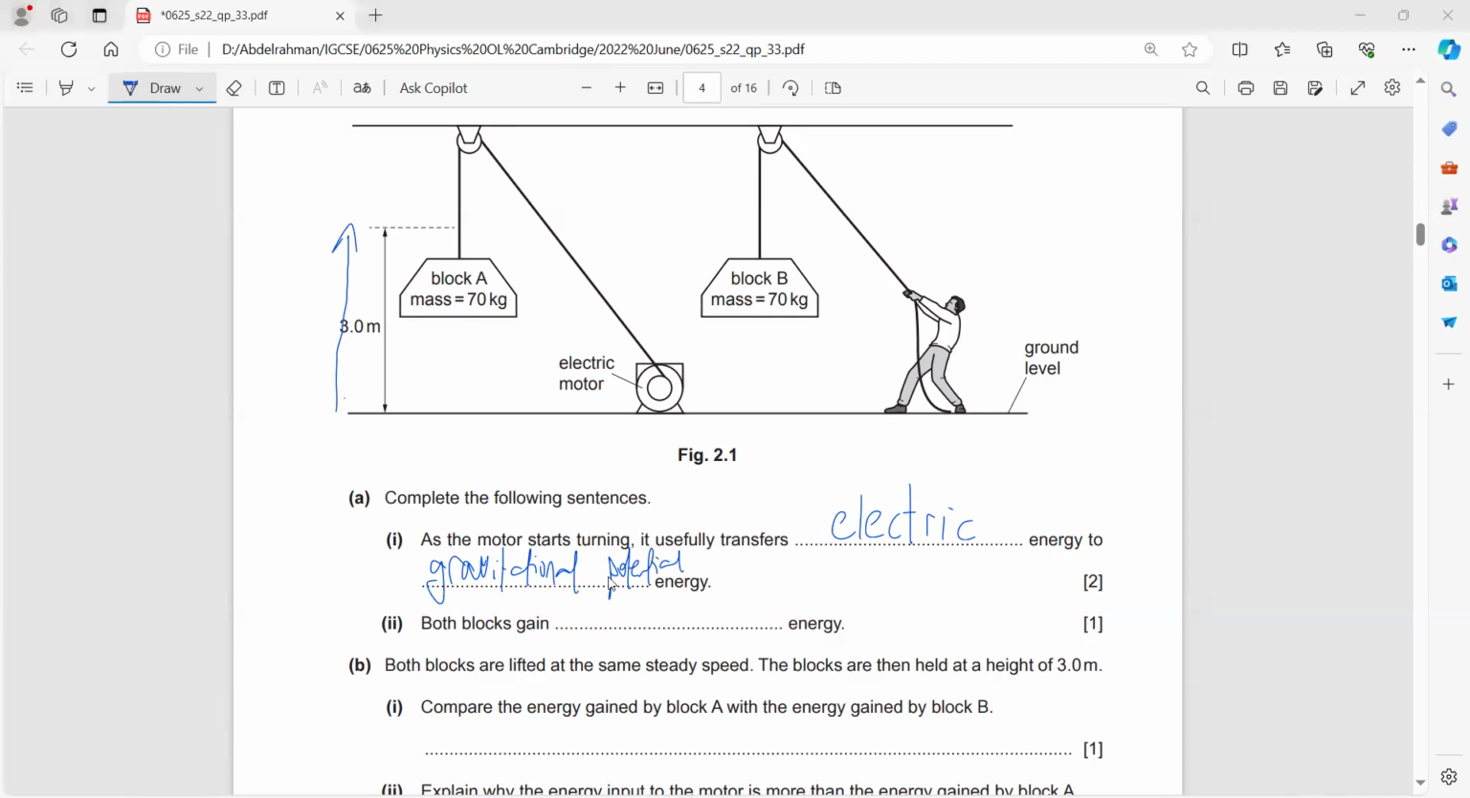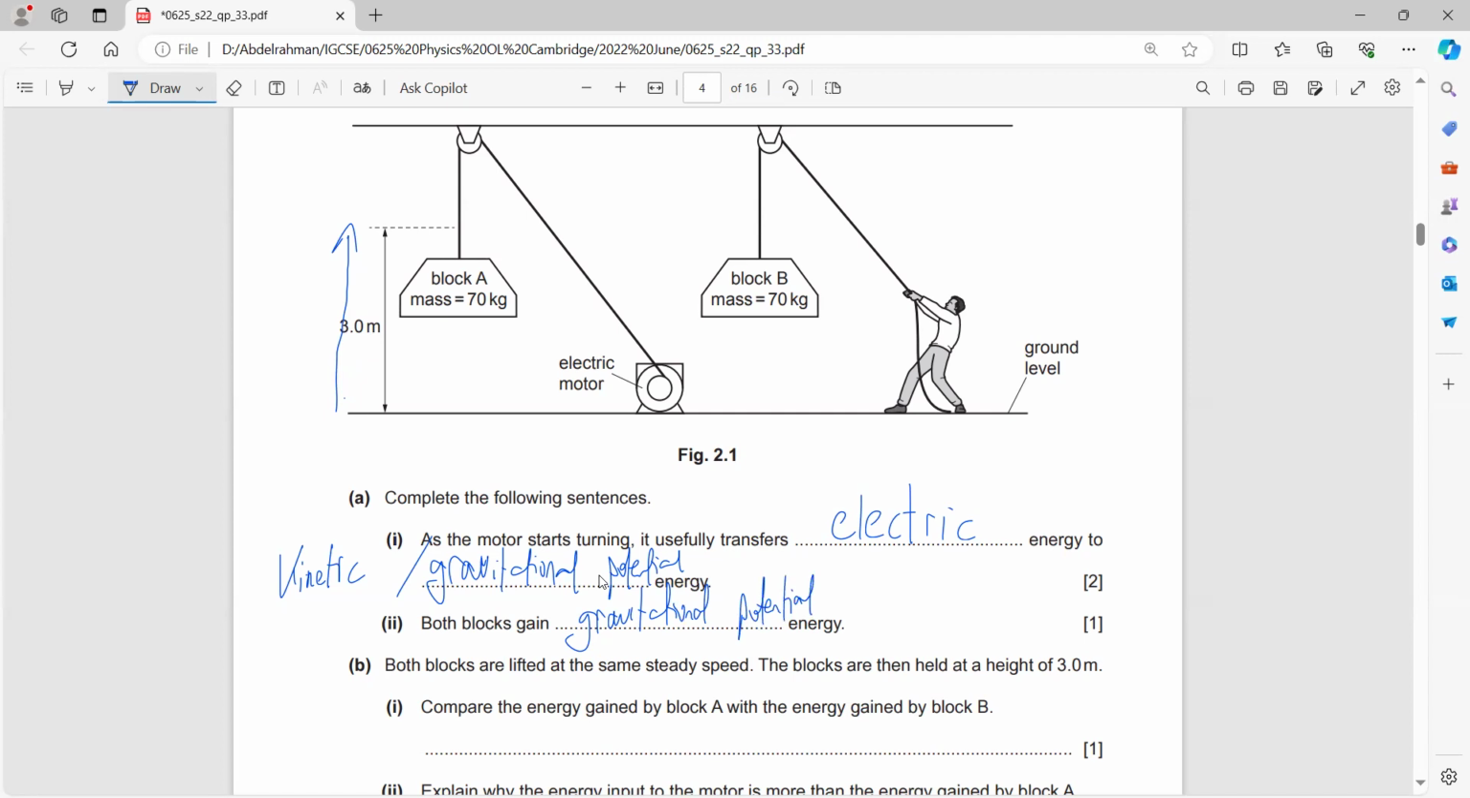You can write both of them: you can write gravitational potential or you can write kinetic energy. Okay, you can write kinetic energy here and then the next one gravitational potential energy. It's okay. Again, they are both correct. So if someone wants to write gravitational potential here, it's okay. But both blocks gain, of course, definitely gravitational potential energy.